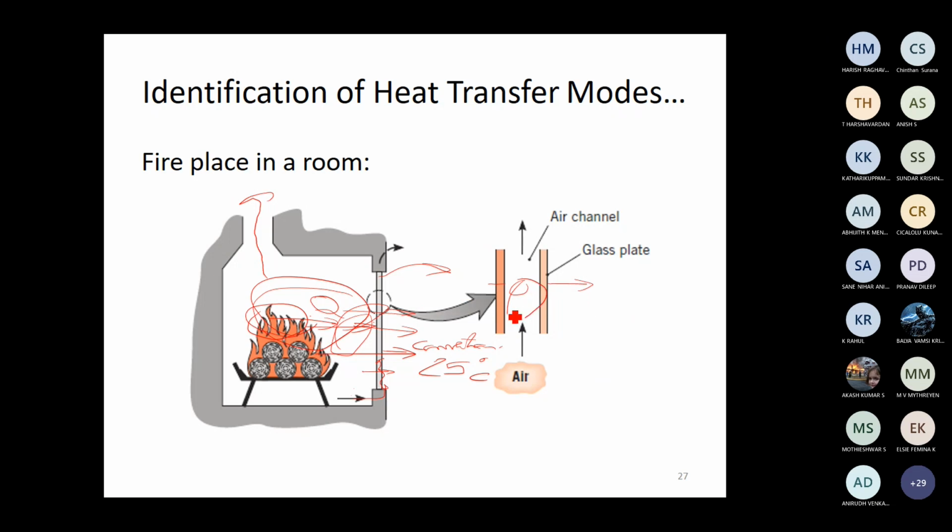Okay, and also this internal channel is provided with the circulation of air so that air actually receives heat from across this and comes out. Okay. So in this way, various modes of heat transfer are utilized in keeping a fireplace inside the room.